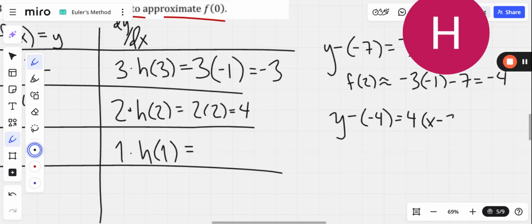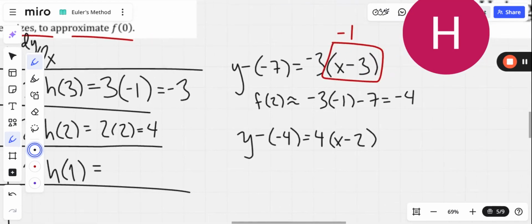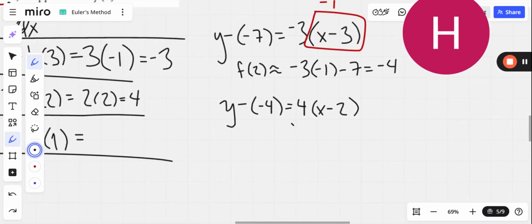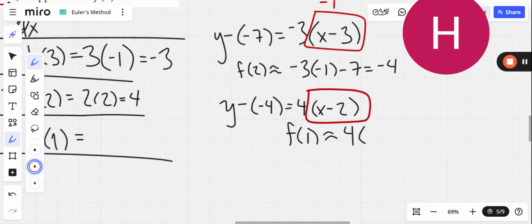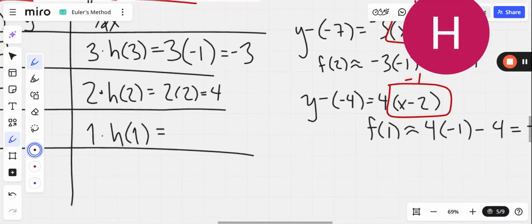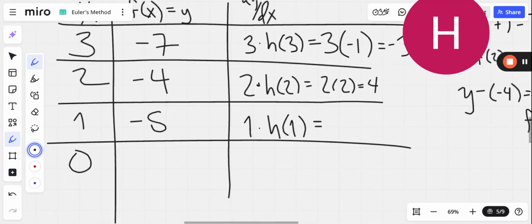times x minus 2. I'm not going to make the same mistake as last time. This tangent line is taken from the point (2, -4). So that means that f of 1 is going to be approximately 4 times, remember what this becomes? Minus 1. 4 times negative 1. And then this is y plus 4, so we're going to subtract 4 on both sides. And we get negative 8. So this is approximately negative 8.